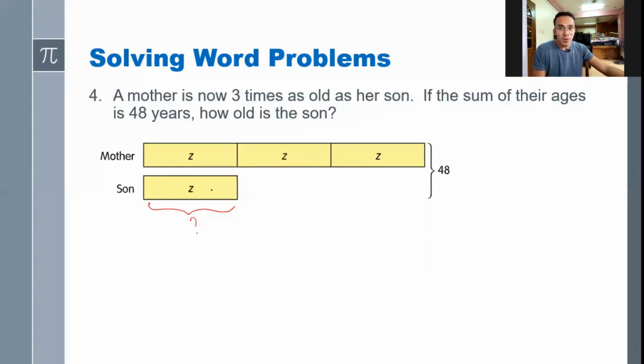If we look at the model, 1, 2, 3, 4z equals 48, right? 4z equals 48 is another example of an algebraic equation. Now, our goal is just to look for the value of 1z. So if we want to find 1z, we're going to divide 48 by 4. And 48 divided by 4 is 12. Therefore, the age of the son is 12.